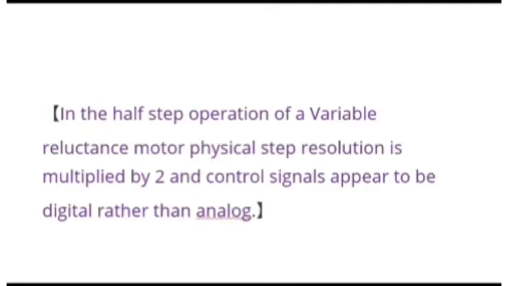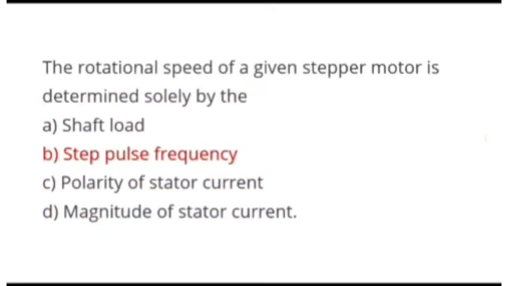In the half-step operation of a variable reluctance motor, physical step resolution is multiplied by 2 and control signals appear to be digital rather than analog. Next question is, the rotational speed of a given stepper motor is determined solely by the options are shaft load, step pulse frequency, polarity of stator current, magnitude of stator current. So correct answer is step pulse frequency.